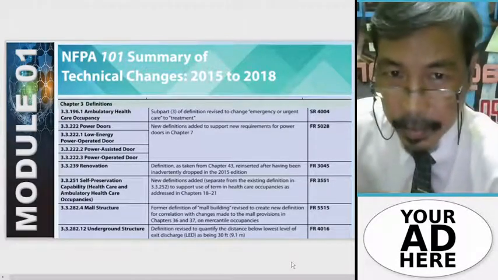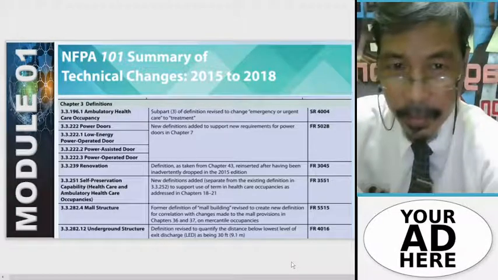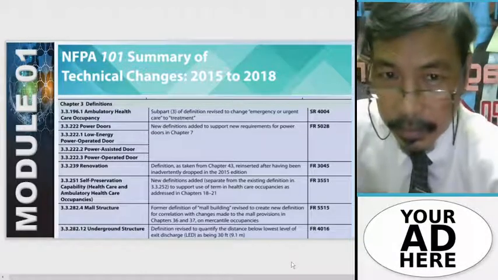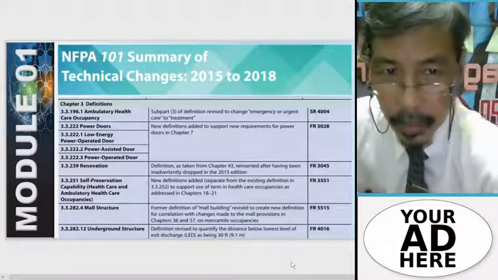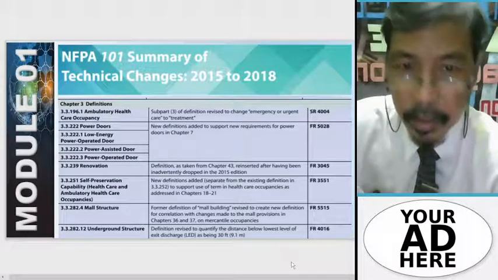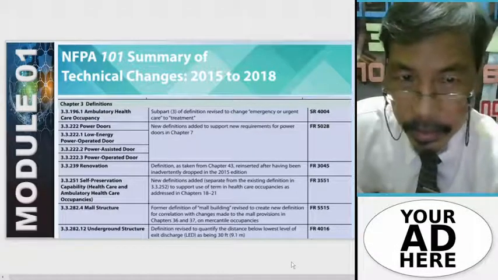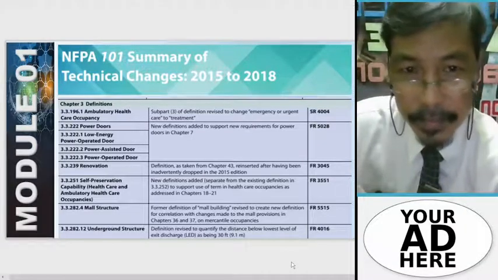The same chapter and other definition paragraph, like the definition for ambulatory health care occupancy. Subpart number 3 of the definition was revised to change emergency or urgent care to treatment. Okay, so emergency or urgent care is replaced by treatment.